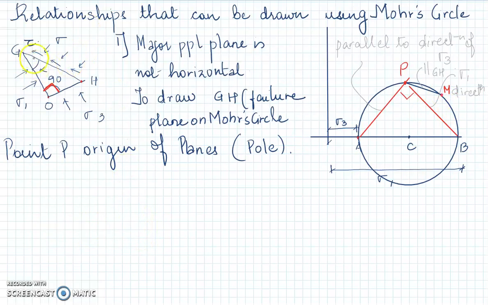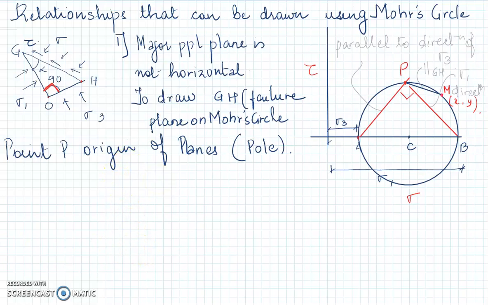See, I have got the direction of GH. What I need to know is the amount of shear stress and the amount of normal stress experienced by this plane. So on the x-axis we have normal stresses, on the y-axis we have shear stresses. Now, if I find out the x and y coordinates of M, will I get the shear stress and the normal stress, sigma, experienced by this particular soil element along GH, right?